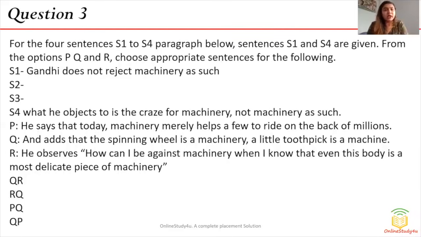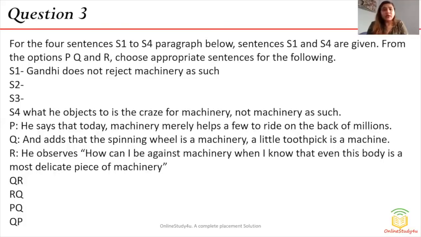So we are going to head straight to the question. Gandhi does not reject machinery as such. What he objects to is the craze for machinery, not machinery as such. He says that today machinery merely helps a few to ride on the back of millions, and adds that the spinning wheel is a machinery, a little toothpick is a machine. He observes, how can I be against machinery when I know that even this body is the most delicate piece of machinery? So this passage is on Gandhi.